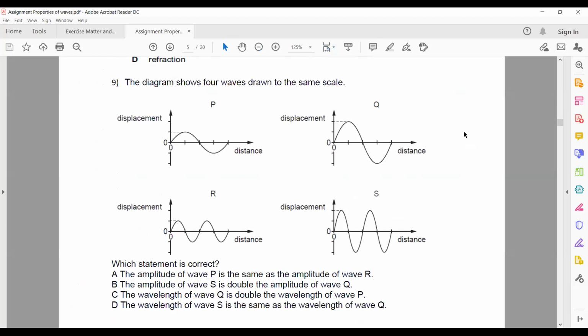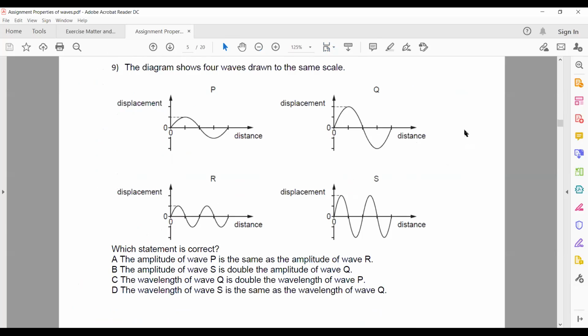Question 9. The diagram shows 4 waves drawn to the same scale. Which statement is correct? The numbers are not written, but the markings are there. You can see 1 mark, 2. You can just write your own numbers to understand the idea.